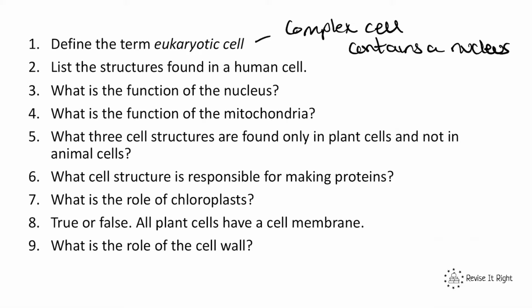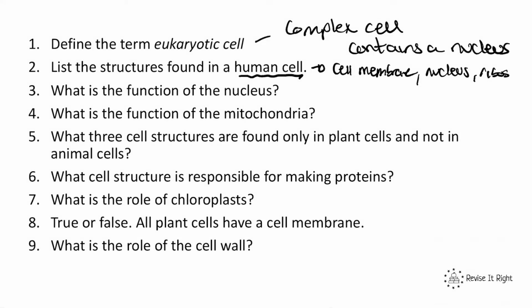List the structures found in a human cell. Well, us humans, we are animals, and therefore we have all the structures found in an animal cell. So you should have got the cell membrane, the nucleus, ribosomes, mitochondria, and the cytoplasm.